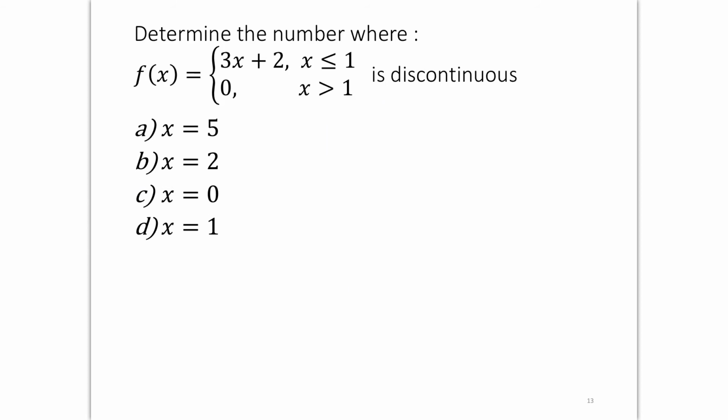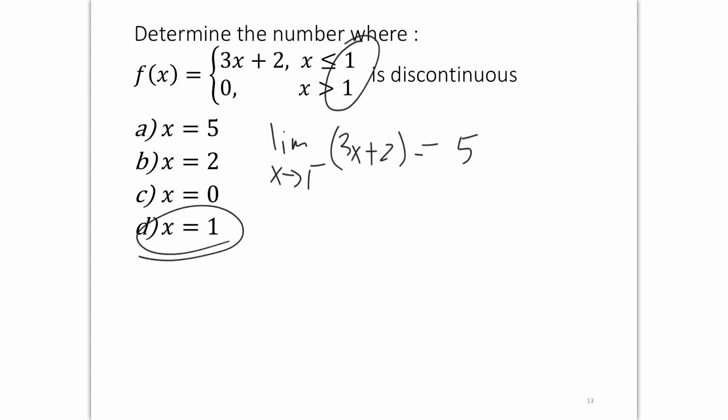Determine the number where f of x is discontinuous. All right, this one's a little more interesting. We have x less than or equal to 1 and x greater than 1. So hypothetically, this would be where the issue would happen. It's possible that at x equal to 1, there's an issue. If you do the limit as x approaches 1 from the left, you're plugging it into 3x plus 2, which gives you 3 plus 2, which is 5. But when you do the limit on the right-hand side, you get 0. And 5 and 0 are not equal to each other. So the issue indeed is x equal to 1. The function is discontinuous there.